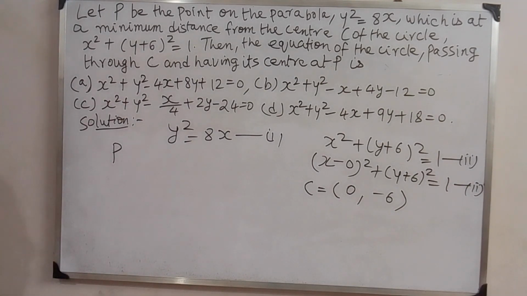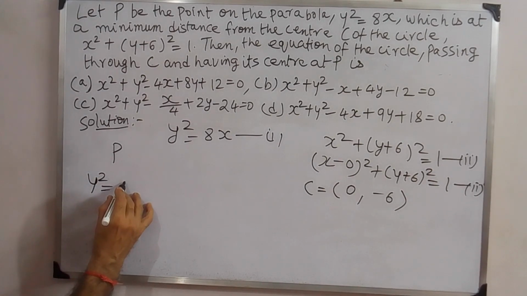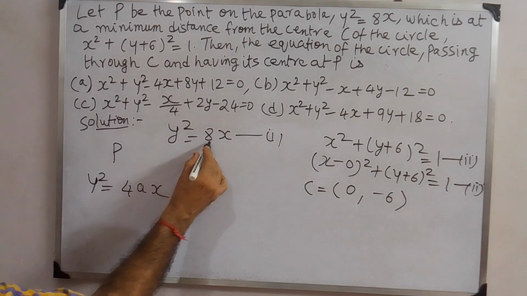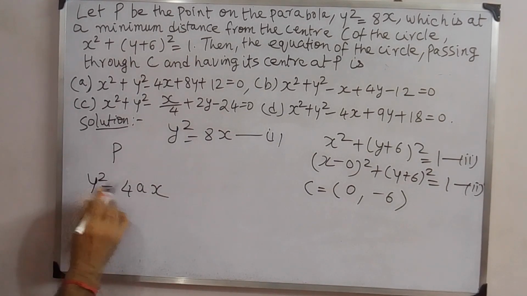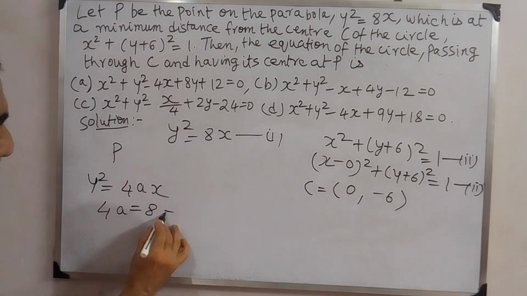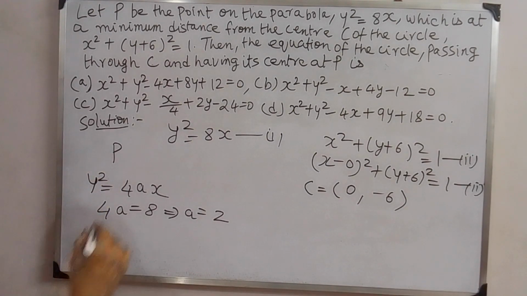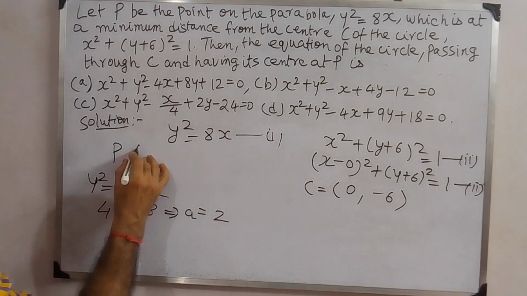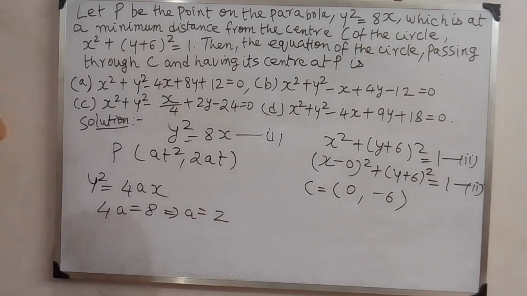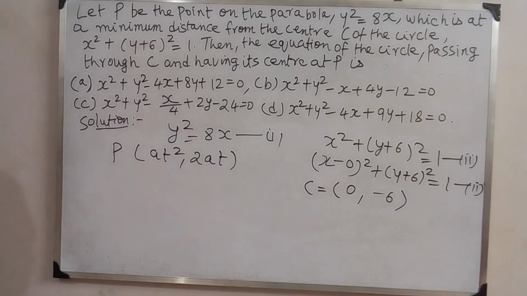Now see, the general equation of the parabola is written like this, y squared equals 4ax, where 4a is equal to 8 here. Compare this equation with this, 4a equals 8. From here, what do we get? a equals 2. The general coordinate of any point on the parabola is written like (at squared, 2at).